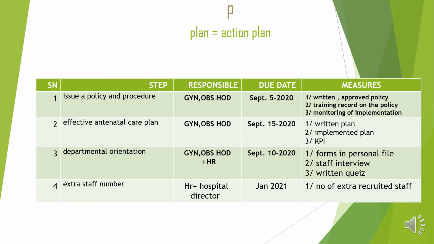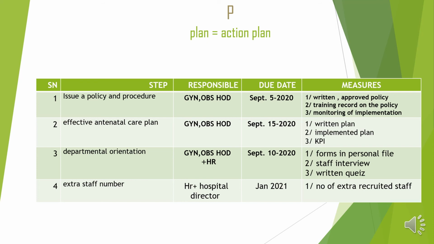Three, we will do departmental orientation. It would be done by the human resource department with the head of the department, September 10, for example. How can we do that? The orientation is verified by finding a certificate of training inside the personal file. By staff interview, I can ask them or give them a written quiz about the department orientation.